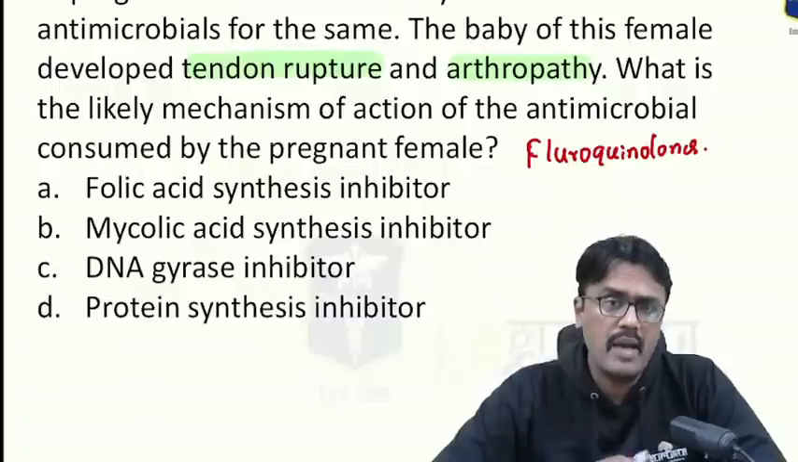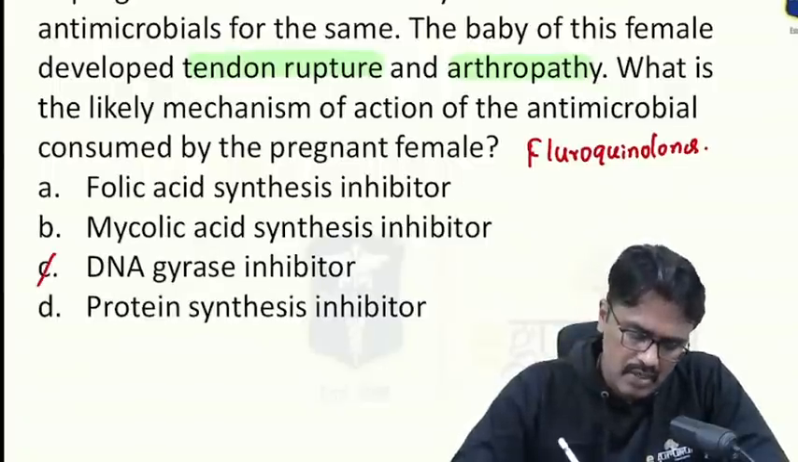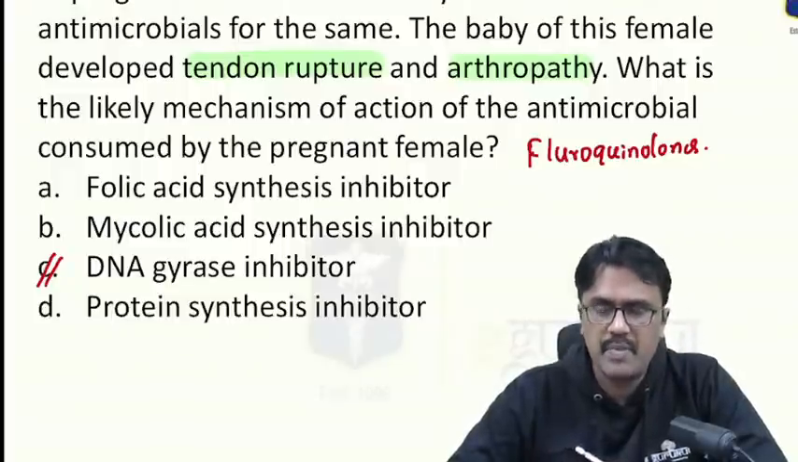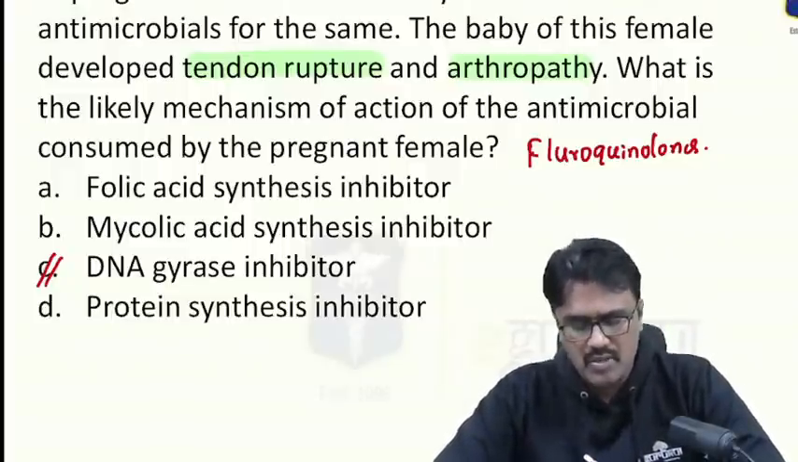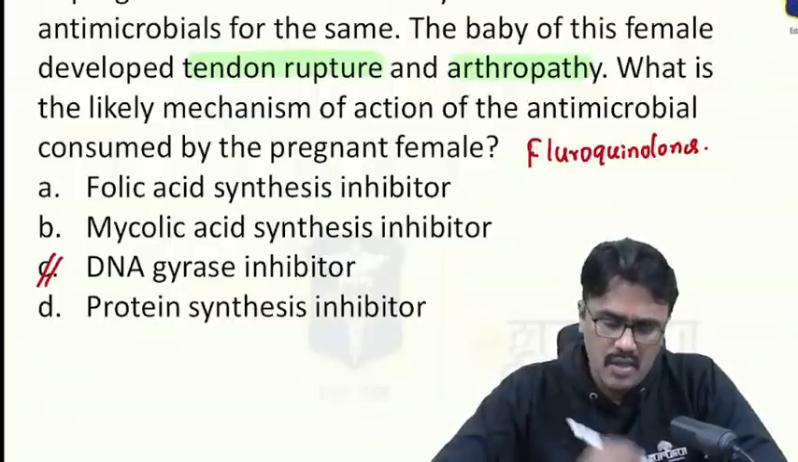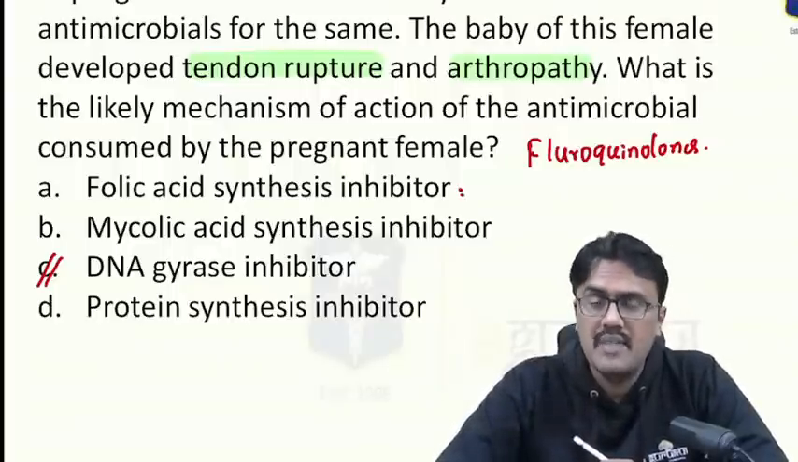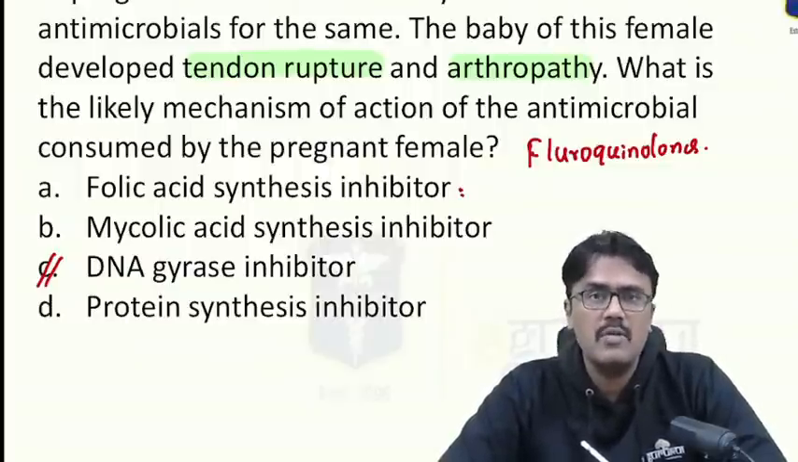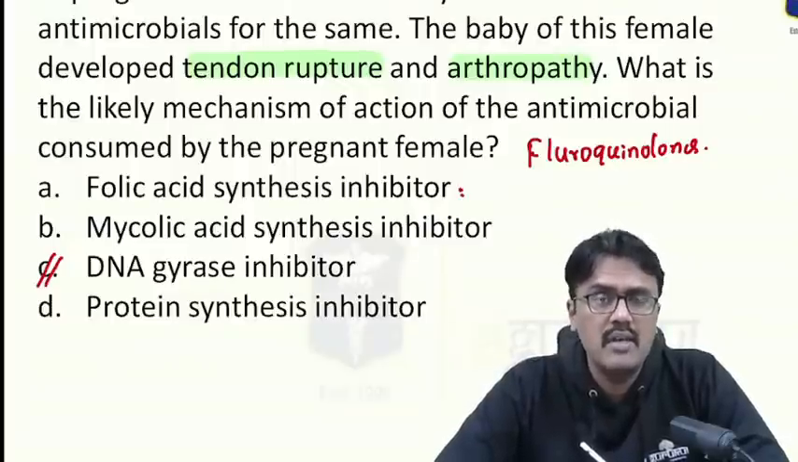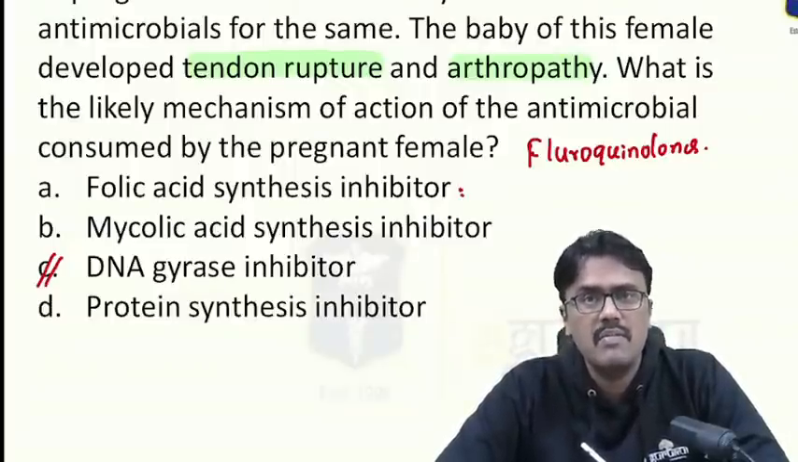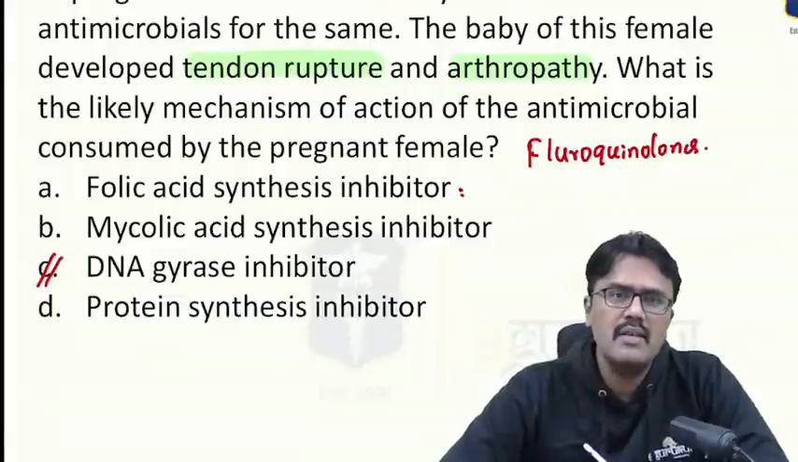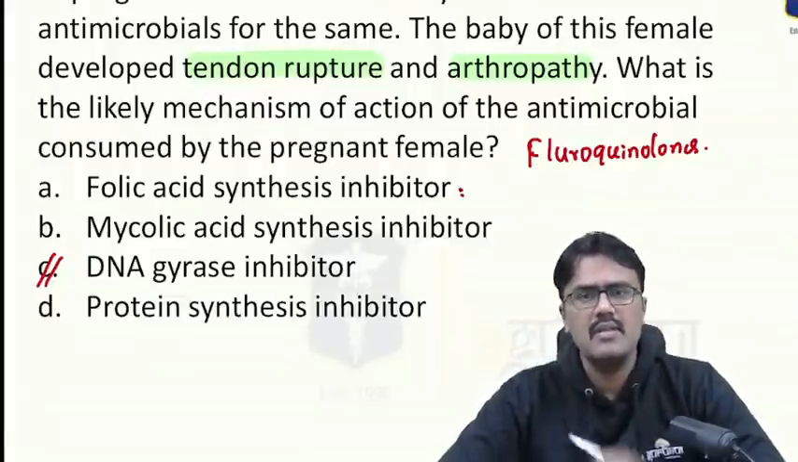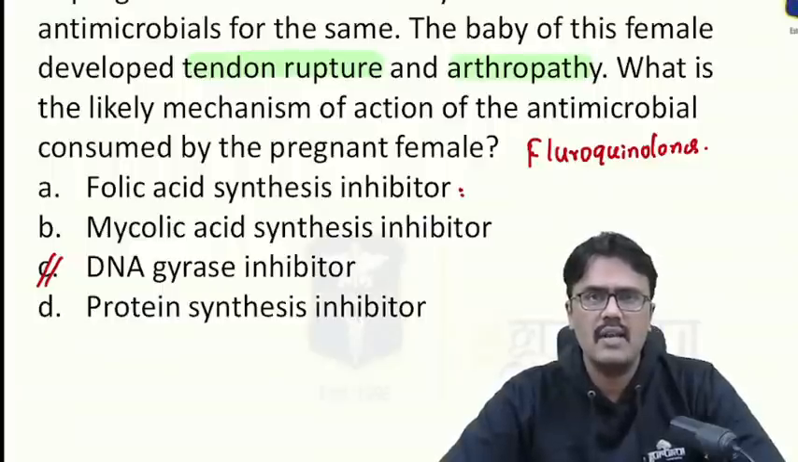So they have asked what is the mechanism of action. The mechanism of action is they inhibit DNA gyrase, particularly in gram negative. In gram positive, they will inhibit DNA topoisomerase 4. Folic acid synthesis inhibitors are nothing but sulfonamide, dapsone and PAS. Sulfonamide, if used in pregnant women, particularly late in pregnancy, when the baby is born, there is a risk of kernicterus. Mycolic acid synthesis inhibitor is isoniazid. Protein synthesis inhibitors, we have so many: aminoglycosides, tetracycline, linezolid, chloramphenicol, macrolides, clindamycin, quinupristin, dalfopristin.